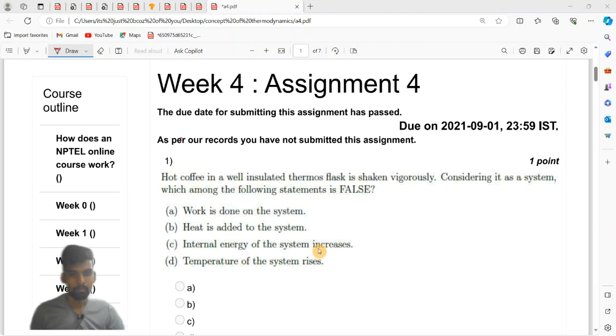So welcome. Today we will continue with our series on solutions for the assignments of concepts of thermodynamics. So we will solve today assignment number 4. So let's begin with question number 1.